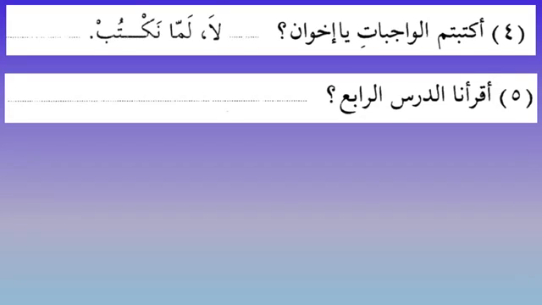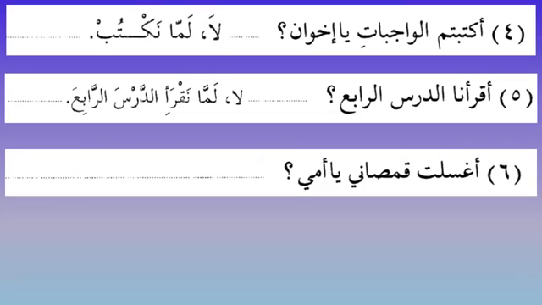Qara'na darsa rabi'a. Qara'na comes from qara'a, he read. Qara'na means we read. Did we read ad-darsa rabi'a? So the fourth lesson. Rabi'a is your ordinal number, the fourth lesson. So we say no, we have not yet read. So we say lamma naqra ad-darsa rabi'a. We have not yet read the fourth lesson.